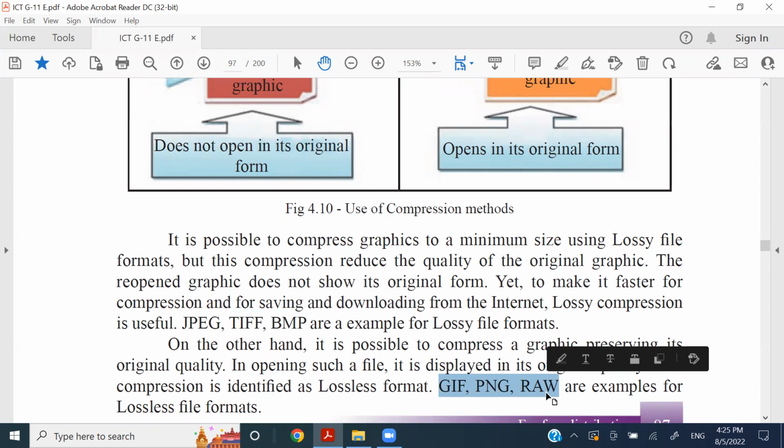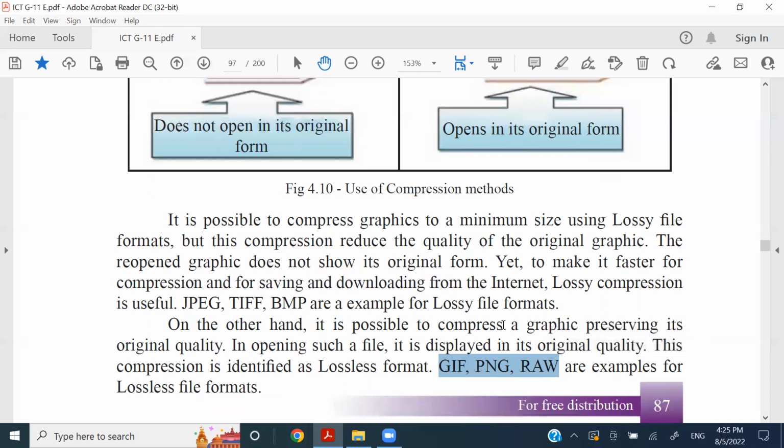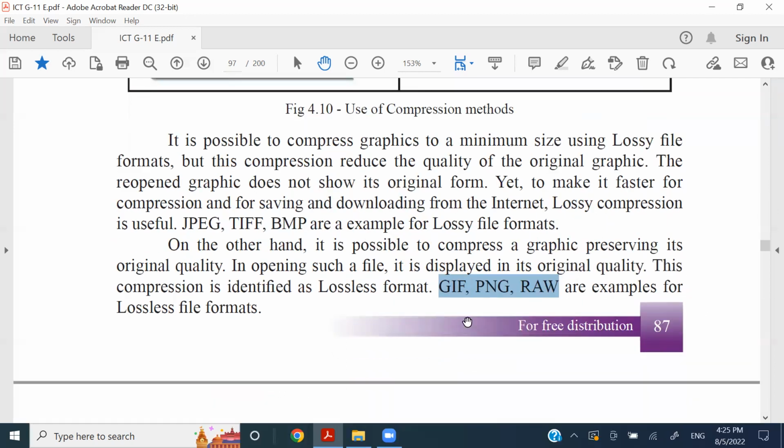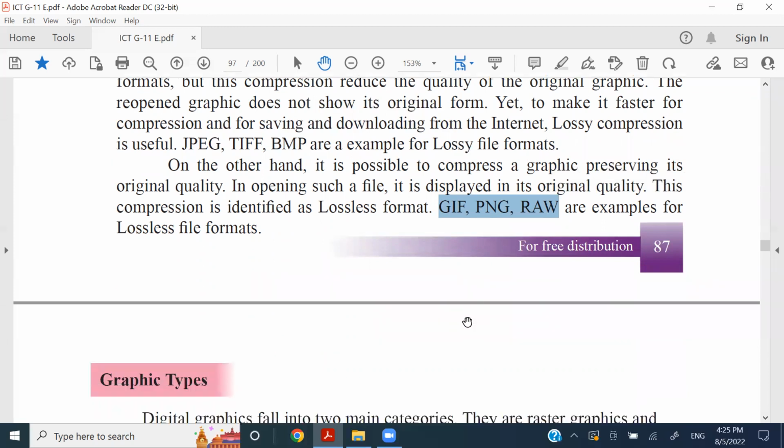right? So that means if you are extracting a GIF, you are not going to lose the quality of the picture. But if you extract in a JPG, it will definitely reduce some quality, right?